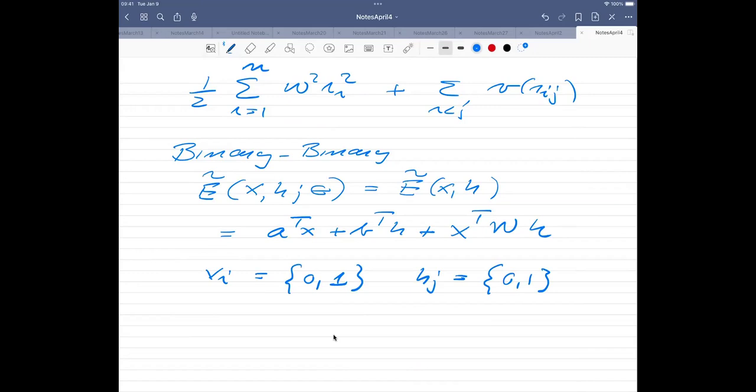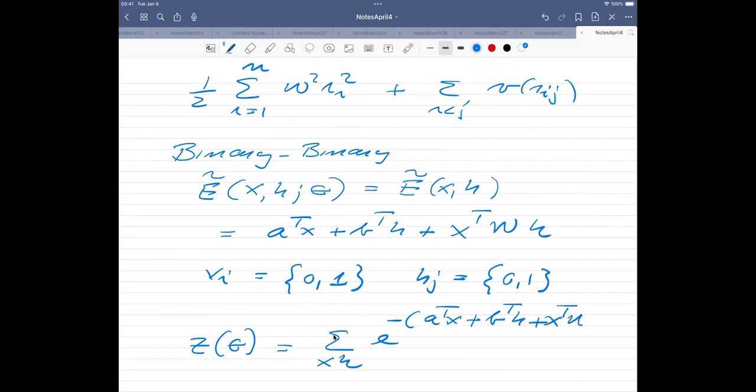So if I look at the partition function as a function of theta only, that is going to be given by a sum over x and h. And it's going to be an e. And now I have a sign here because I have a minus sign in front of this quantity. So it's a transpose x plus b transpose h plus an x transpose W h, like that.